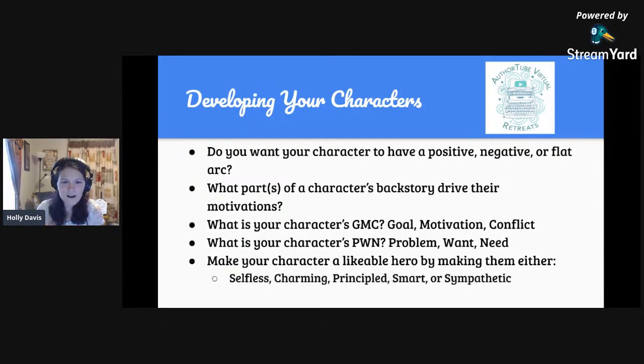There are five different categories for likable heroes. Even if they have a flaw, maybe they're selfless, charming, principled, smart, or sympathetic. Those are different ways that you can craft your characters to be multi-dimensional, and not make them like a Mary Sue, or I forget what the male version of that is. Let me know in the comments if you know the male version of a Mary Sue. A Mary Sue is a hero who's perfect and goody two shoes, with no problems, and they're just boring and super flat.